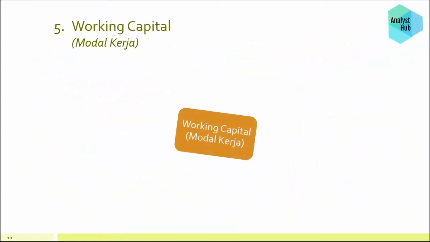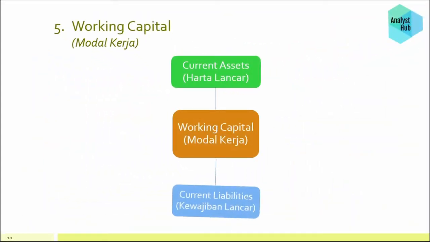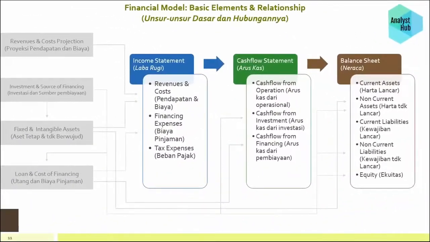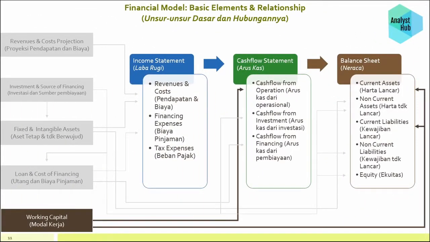The fifth element is working capital. Working capital is related to the value of current assets, excluding cash, and current liabilities on the balance sheet. In a financial model, working capital projection is connected to cash flow from operation. On the balance sheet, of course, it is related to the value of current assets and current liabilities.